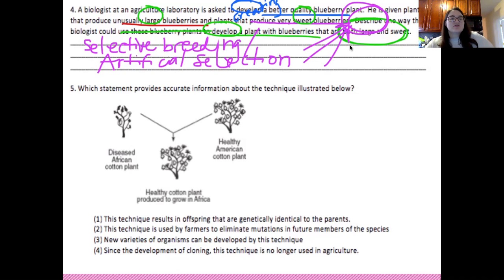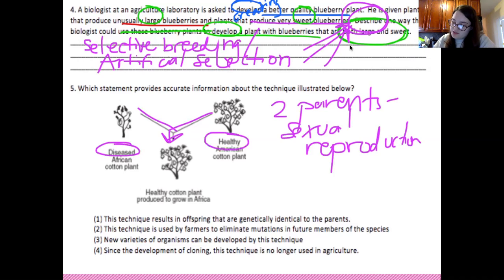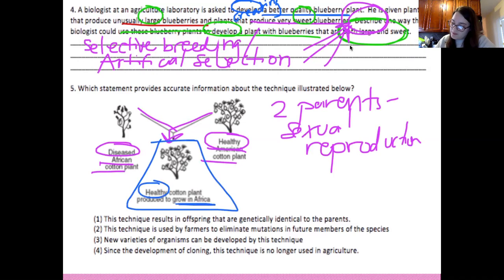All right, number 5, which statement provides accurate information about the technique illustrated below? So here we have two types of plants coming together to produce a new type of plant. Now, since we have two parents, this is an example of sexual reproduction. Okay, so this one is talking about we have a diseased African plant and we're crossing it with a healthy plant. We're crossing the diseased African cotton plant with the healthy American cotton plant. And as a result, we produce healthy cotton produced to grow in Africa.